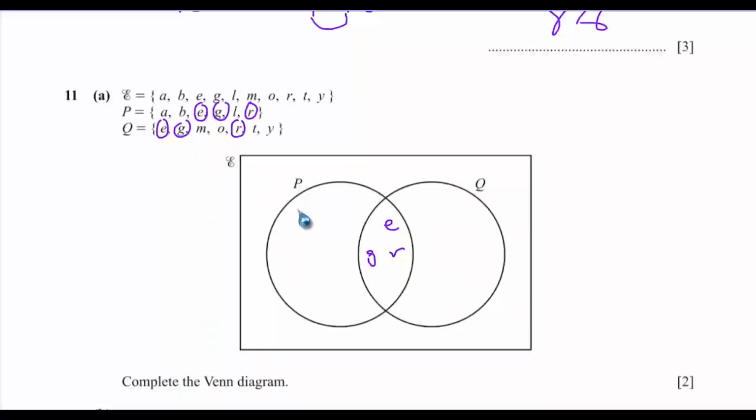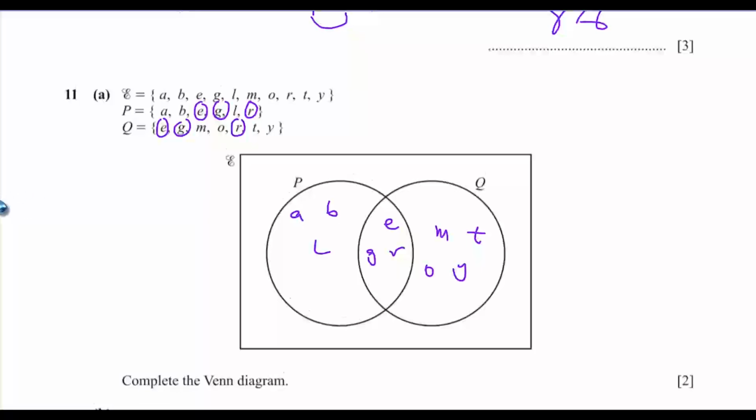So we can fill in the remaining ones. We have A, B, and L. Then here we have M, T, O, and Y. So I think that will be how to complete that. So let me write this. This is B. Okay. So now let's scroll down.